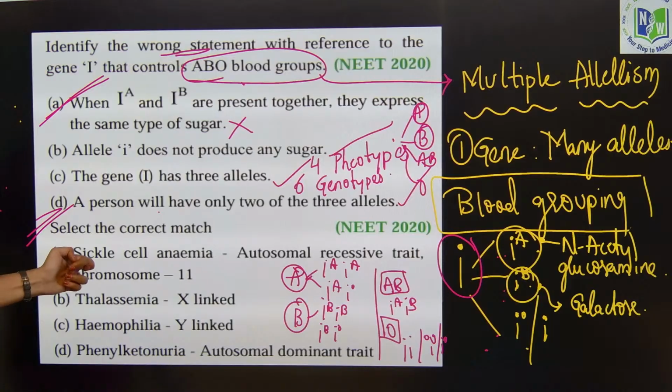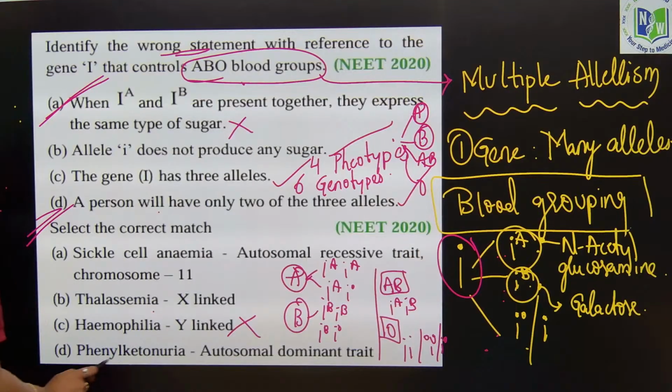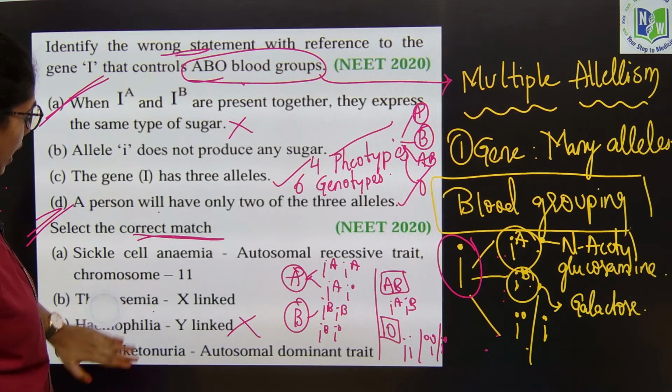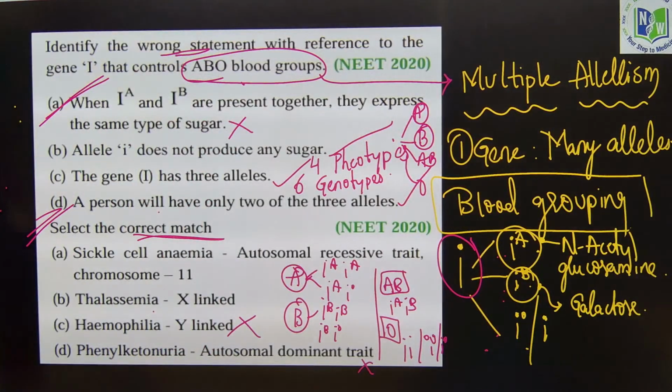Okay. So, sickle cell anemia is autosomal recessive on chromosome 11, thalassemia is X-linked, hemophilia is Y-linked. This is wrong. In the question, it is being asked to identify the correct match, right? So, here sickle cell anemia is autosomal recessive. Thalassemia is X-linked. Hemophilia is not Y-linked. Phenylketonuria is an autosomal recessive disorder.